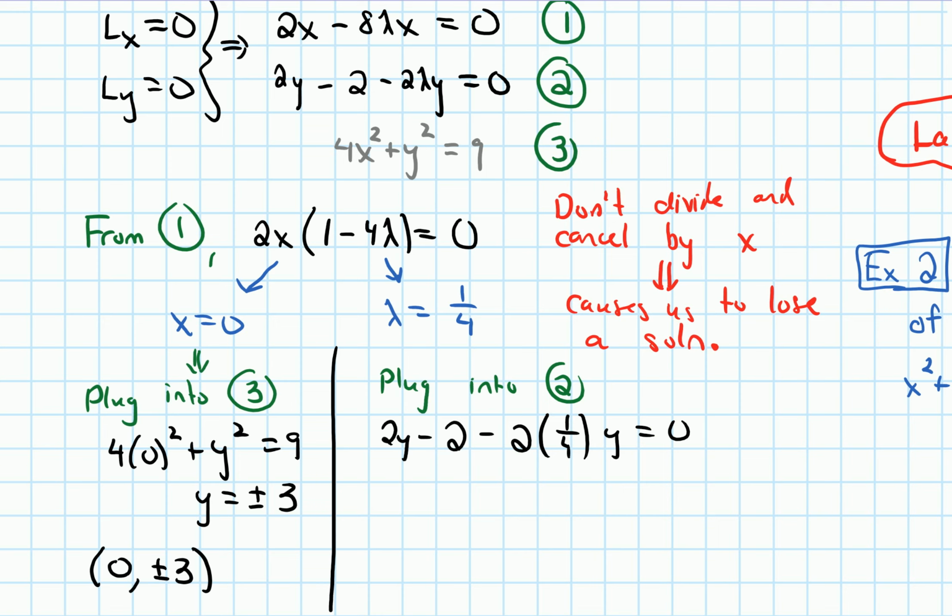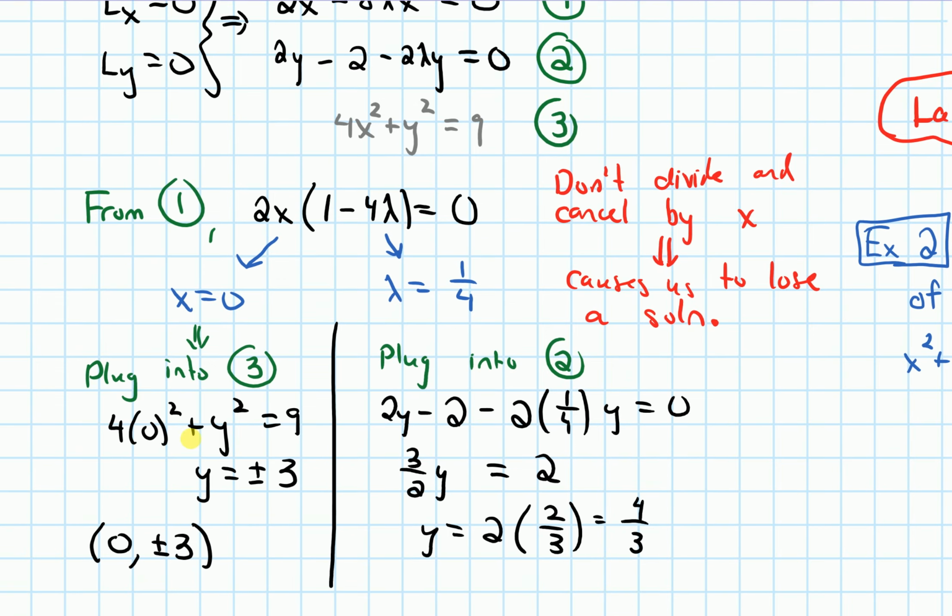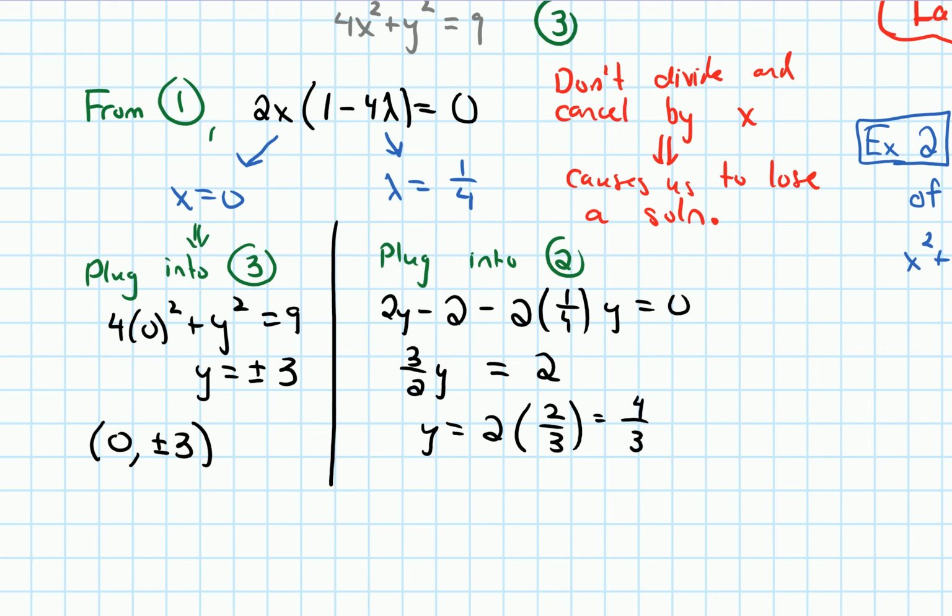And if we simplify this, we get 2y minus, this is going to be 1/2 y, this last term. So that simplifies to 3/2 y. And if I move the minus 2 over to the other side, this equals positive 2. And I can rearrange this to get y equals 2 times 2/3, which is 4/3. All right, so now I know my y value, and I can plug that into the third equation to find x.